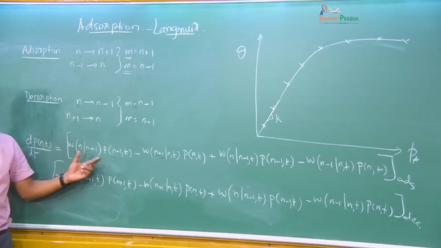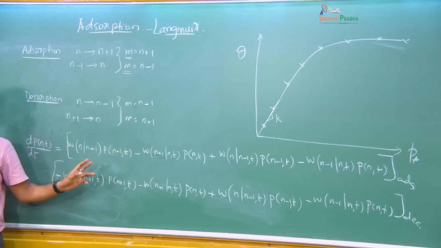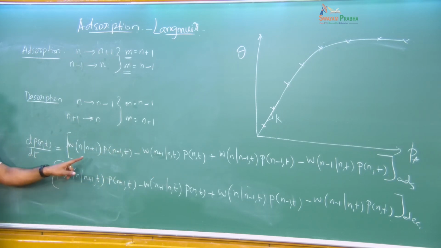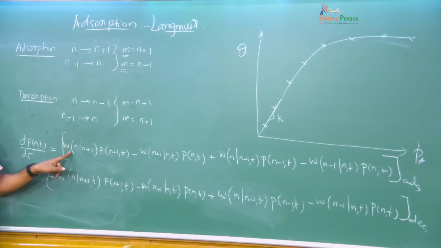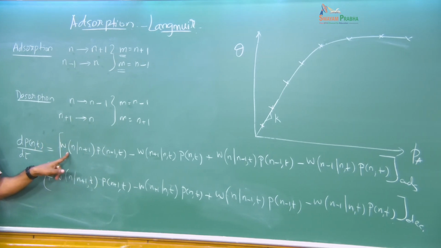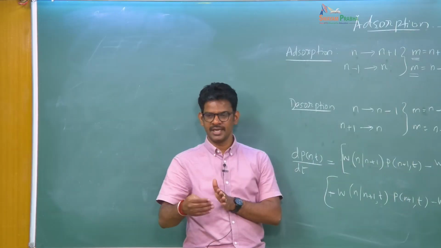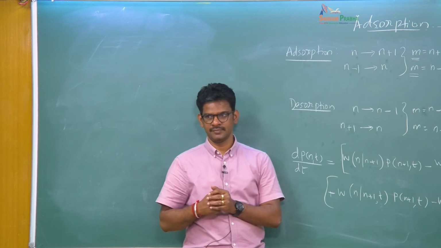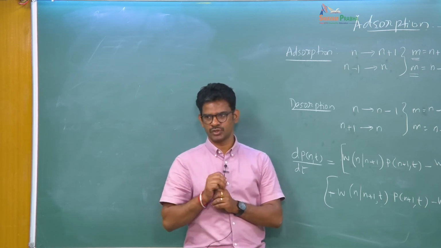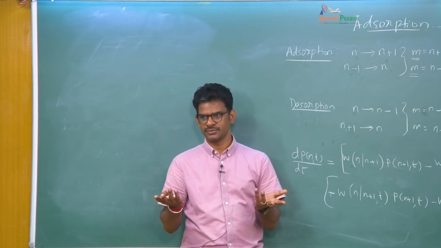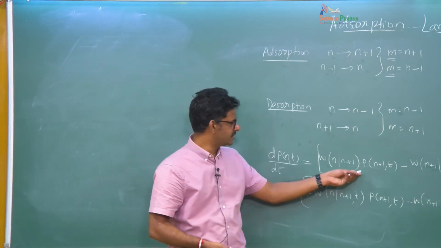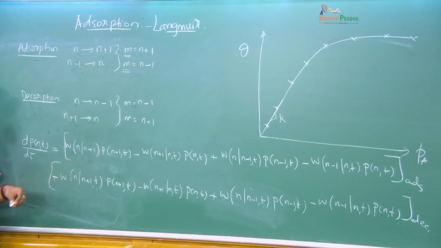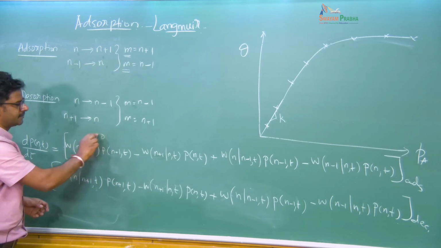So if you look at this one, this entire term on the first line here is for adsorption. Is it possible that a system at n plus 1 goes to n by adsorption? Currently I am at n plus 1, an adsorption event happens. Can this lead to n? Can we go from n plus 1 to n by adsorption? That's not possible, because adsorption means increasing n. So this term actually is 0. Okay, this is not permitted.